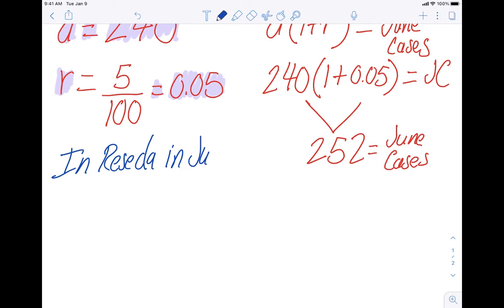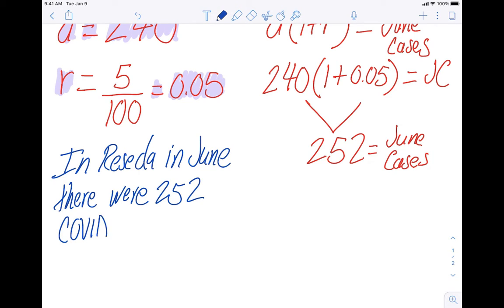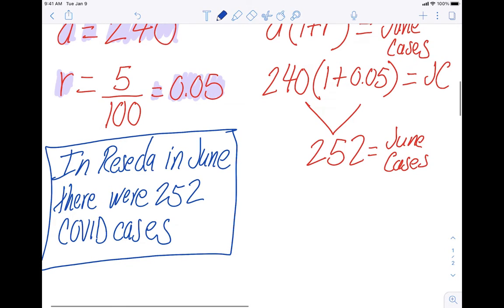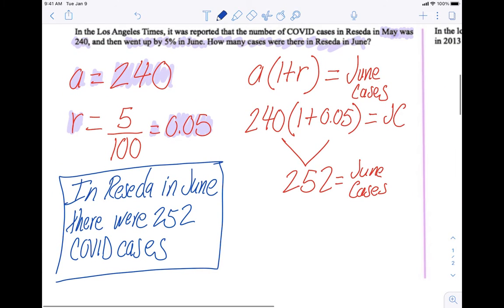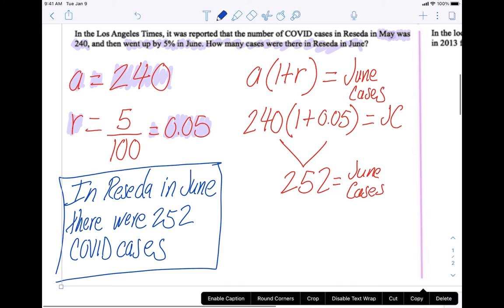that's not how you spell June, there were 252 COVID cases. And there you go. Look at that. That is what that looks like. All right. There's the first example.